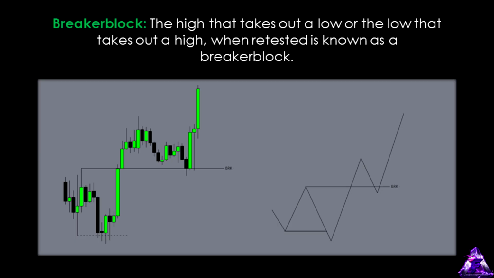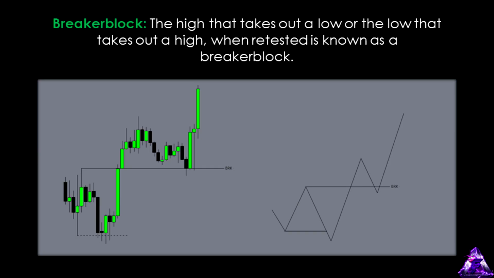The high that takes out a low, or the low that takes out a high, when broken and retested, is known as a breaker block. In the hierarchy of key levels, breaker blocks sit in the mid-range of significance, but they can be important, especially on higher time frames.